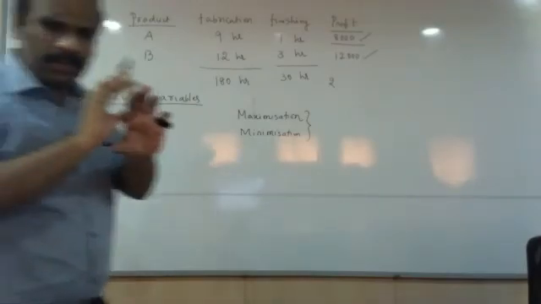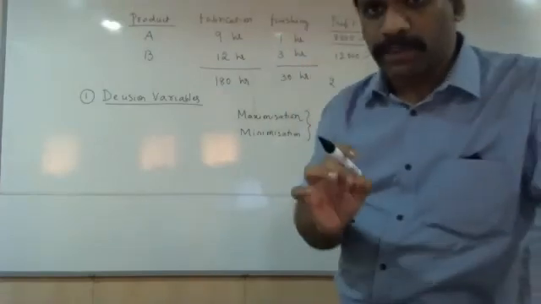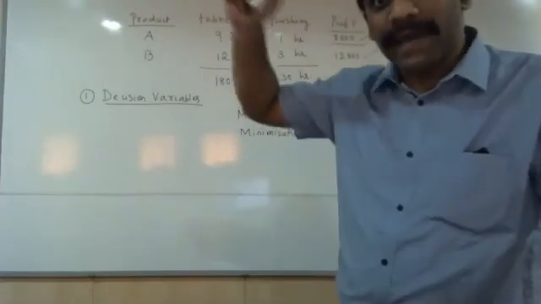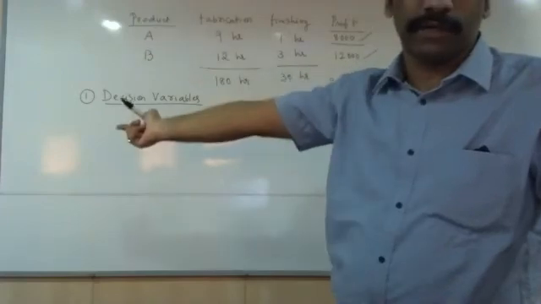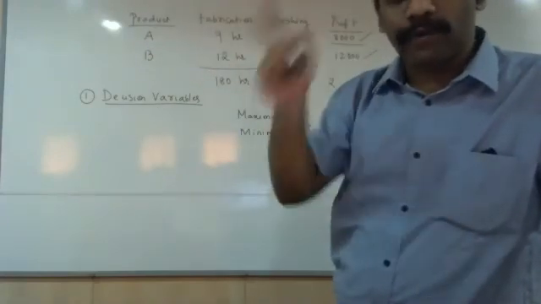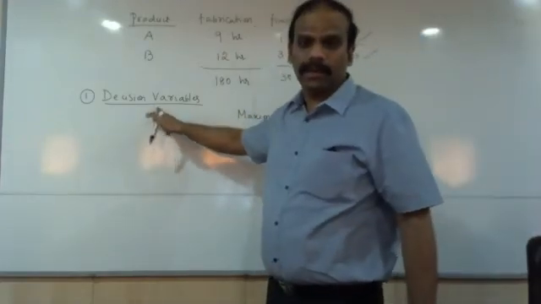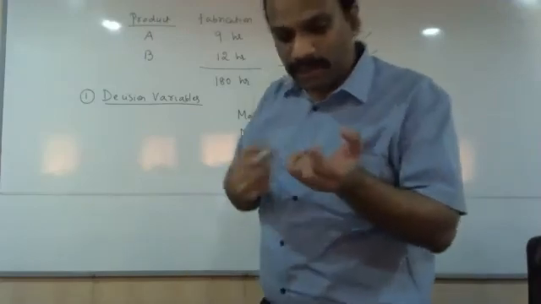Okay, in a very, very simple way I'm defining. So decision variables are those variables which facilitate the achievement of your objective function. Whatever the objective in the problem is, the variable that helps achieve it, we call it a decision variable. Now can you please tell me which are the decision variables now?